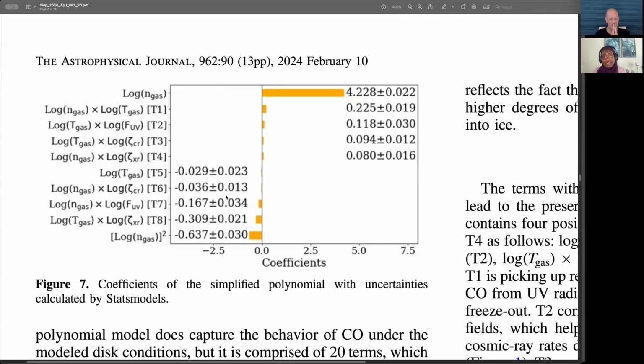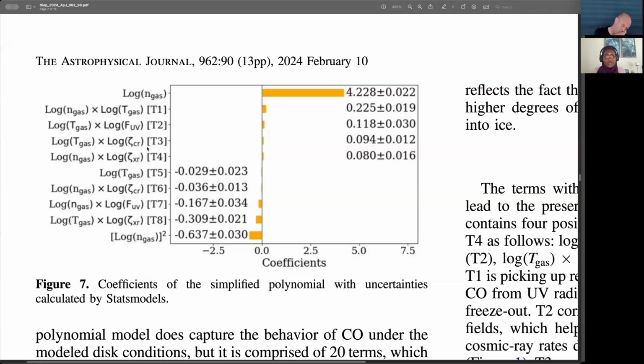Something else that's interesting with these coefficients is that we see things acting in pairs a lot, except for N gas and T gas with these important terms. So we see combinations of gas density and gas temperature, gas density and UV. This shows that we need to start considering physical conditions together, maybe changing them together to see how they impact chemistry, and not working on factors one by one. This was very interesting to see with this regression analysis.